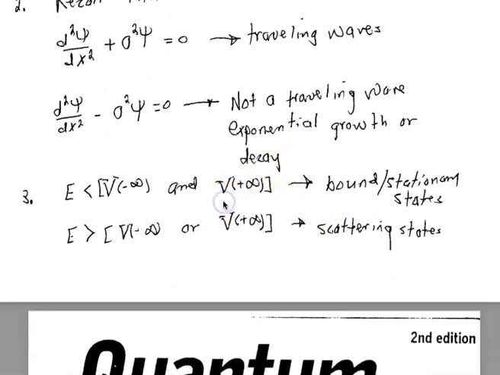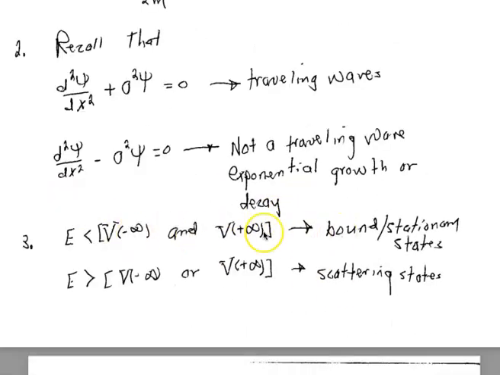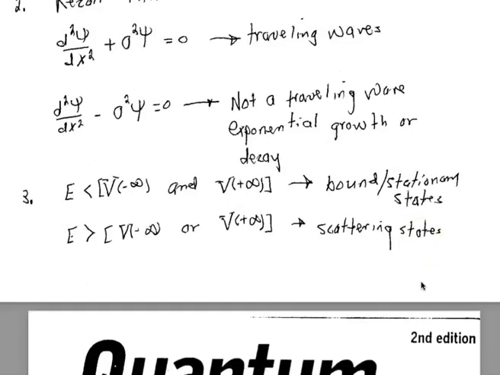Also true for the kinds of problems that we're talking about here, that if the energy of the particle is less than the potential at negative and positive infinity, the particle is bound. And these are stationary state particles, the kind that we've been dealing with previously. But if the energy is greater than the potential at negative or positive infinity, one or both of these, then you have scattering state particles, so a scattering situation going on.